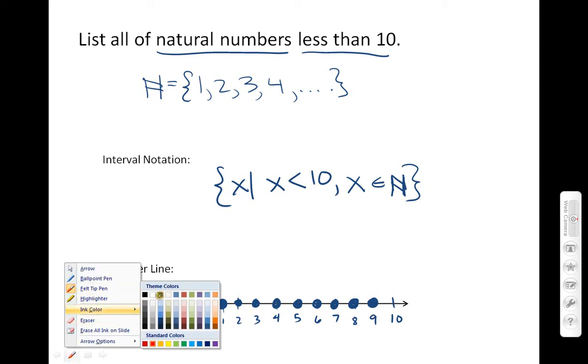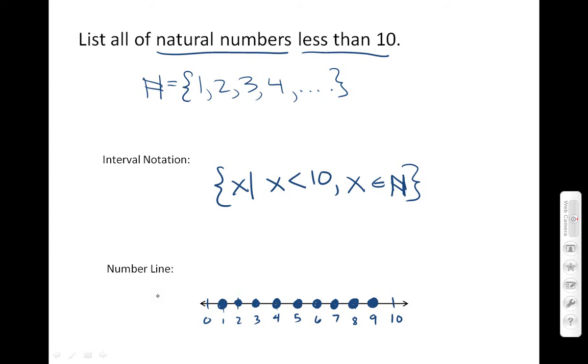So this number line is acceptable. Some people might say, well, the inequality said that x was less than 10. So some people might put an open circle at 10 to stay true to the interval. It's really up to you. It's your choice. I wouldn't be too worried if you put an open circle at 10 or not, but the option's there if you'd like to do it.